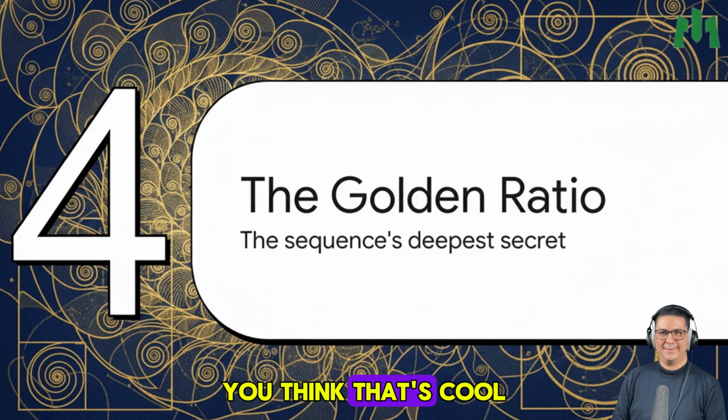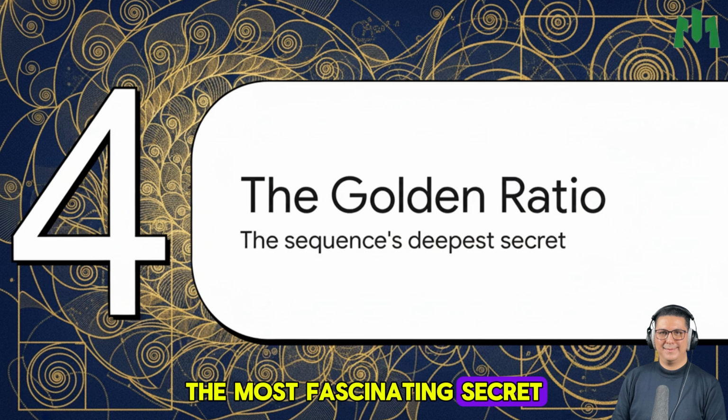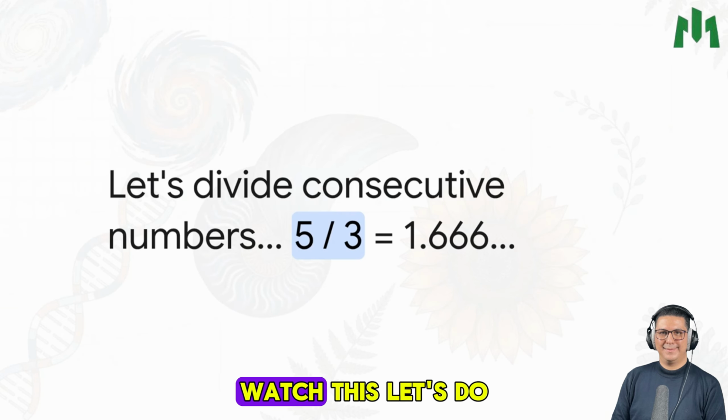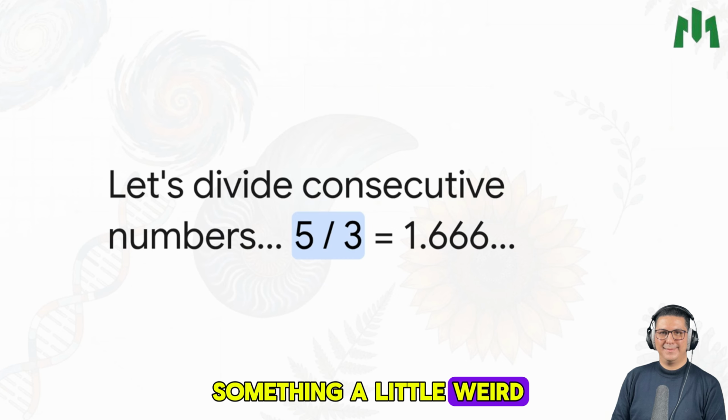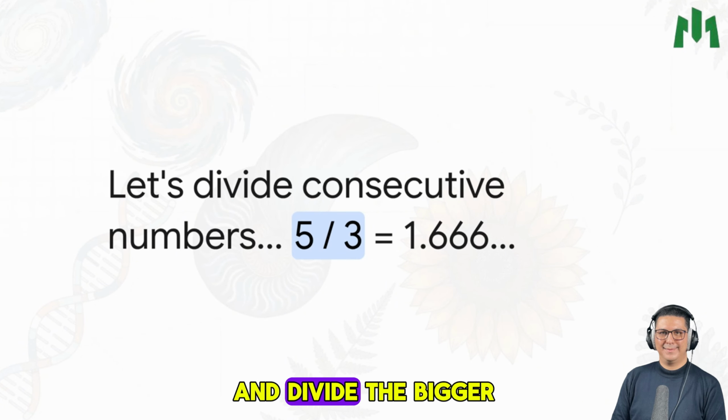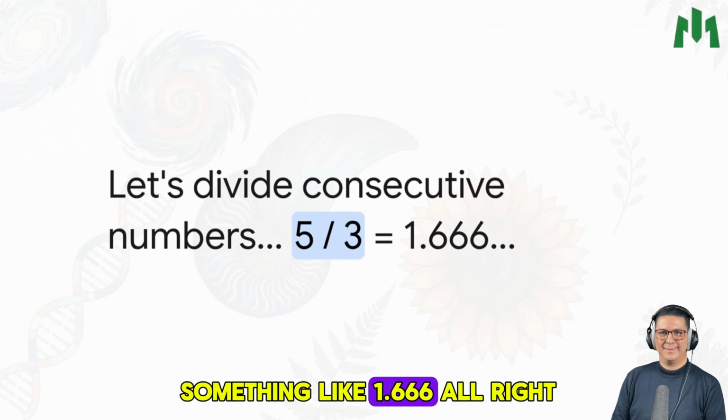All right, you think that's cool? Let's dive into what is, for my money, the most fascinating secret of this whole sequence. Because believe it or not, there's another layer to this mathematical magic. Okay, watch this. Let's do something a little weird. We're going to take any two numbers from our sequence that are next to each other and divide the bigger one by the smaller one. So let's try 5 divided by 3. What do we get? Something like 1.666?